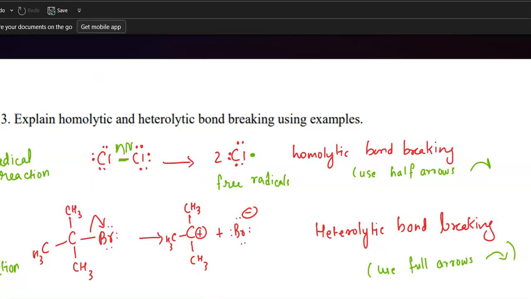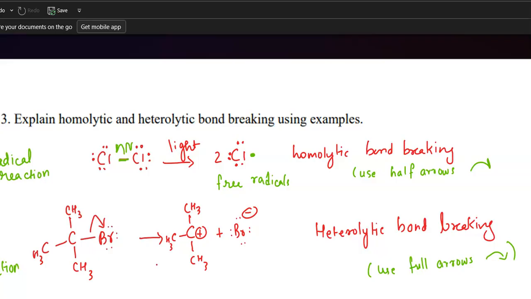Let's do number 3 now. Explain homolytic and heterolytic bond breaking using examples. So the first example is taken as a chlorine molecule split. Generally, this happens in the presence of light, and it can split into two radicals. That will be a homolytic bond breaking. Homolytic means when both the elements that form a bond each take one electron. So this generally happens when both the elements are of equal electronegativity. Okay? So homolytic bond breaking happens in this case. That's an example of a radical reaction.